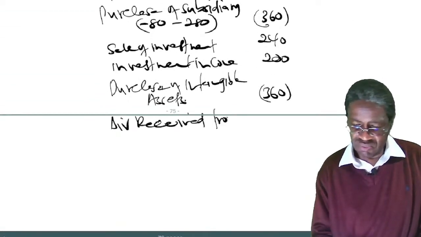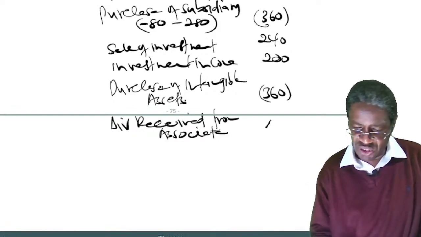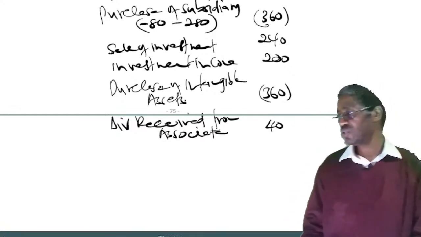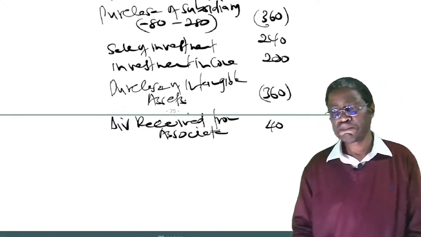Dividend received from associate. That amount of 40. It's an inflow. Good.